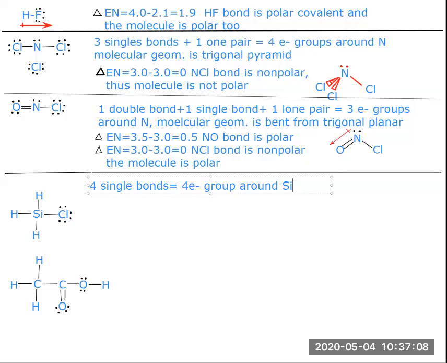Here we have chlorine and 3 hydrogens. So the bond angles may be slightly different between the chlorine and the hydrogens than between the hydrogens together. When you have different atoms, it can distort the shape a little bit, but it's very close to that, and that's what you would want to record. And so the molecular geometry is tetrahedral.